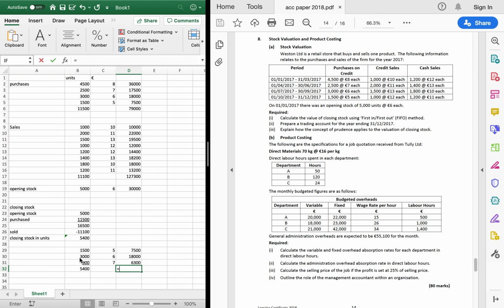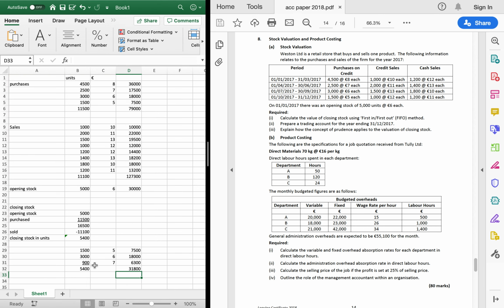And the price is the three of them added together. So it's just like a reducing balance. You work back up the way. So of the 5,400, 1,500 at 5, 3,000 at 6, and then 900 at 7. So we've 900 of this 2,500 left over. And that gives us a closing stock value of 31,800.